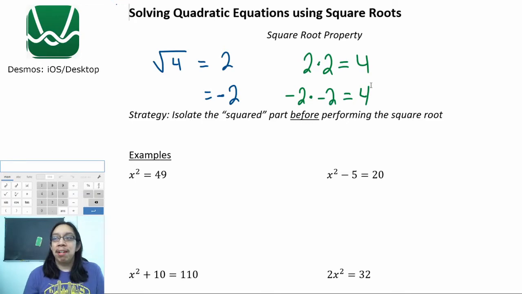So we're not just creating another answer. It's not just coming out of nowhere. It's part of the property. It's part of the algebra and the math that we're doing here. So how is this going to help us whenever we're solving an equation?